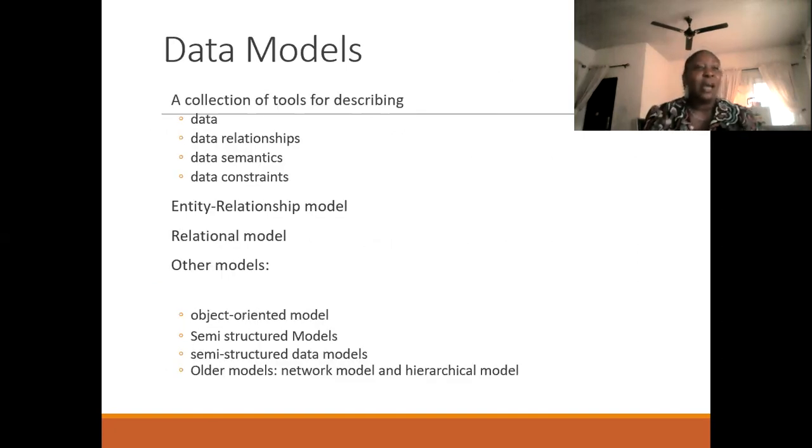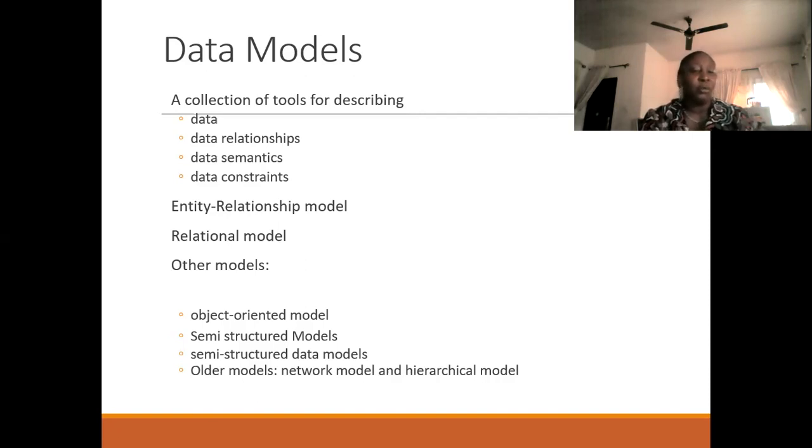Beautiful. Now, for you to be able to work with databases, you have to talk about data models. Data models actually are tools that help to describe several aspects of data. First of all, you describe the data. You describe the relationships between this data. You describe the semantics, the meaning of this data. And then what constraints fall on this data? Is this a primary field? That means that everyone on this database must have a unique item in this particular field, like a matriculation number. No two students should have the same matriculation number.